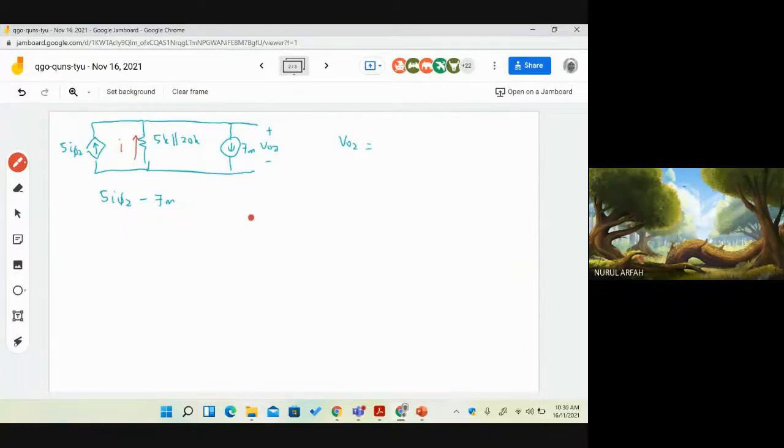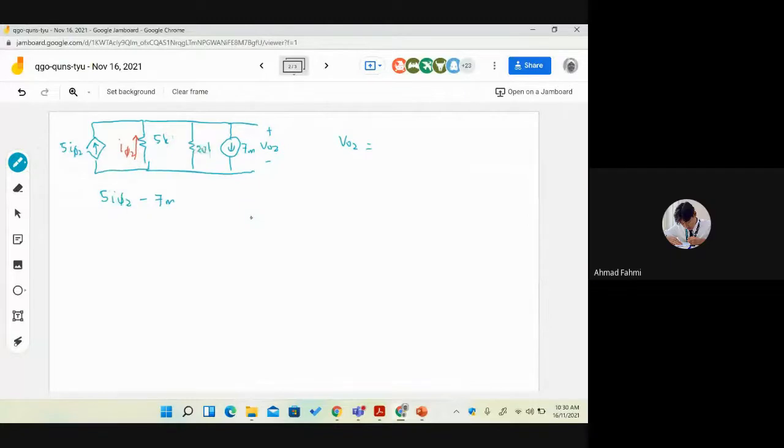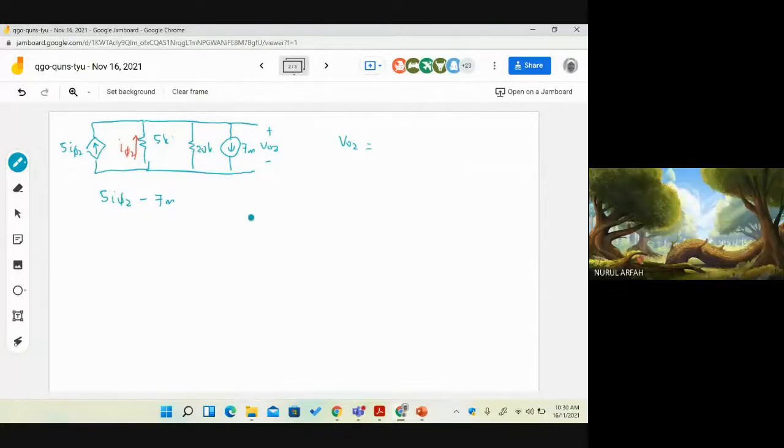Sebab this is I52. If you combine, you're going to remove I52. So I will remove that one. Do you know what I mean? Kat sini. If we combine, we're going to remove the 5K there. The I52 here. If we combine resistor 5K and 20K, we're going to remove this current I52. Faham ke? Do you get me? Faham tak?